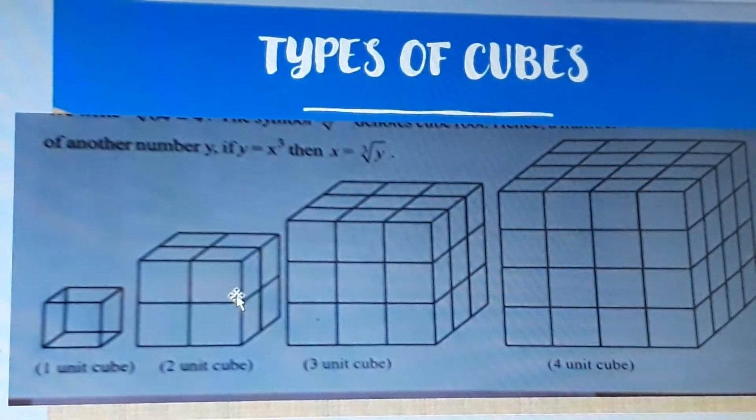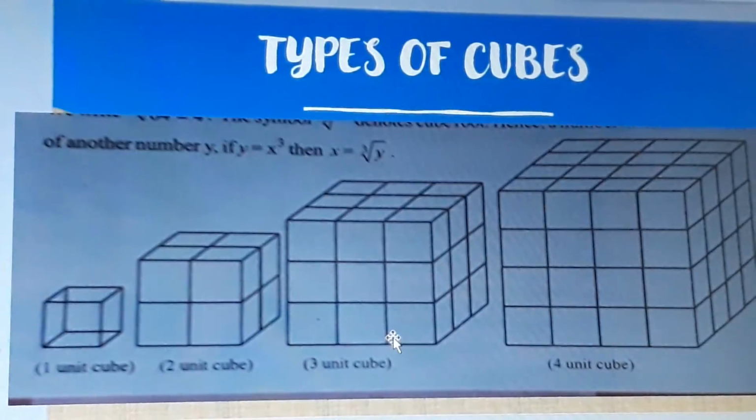You see these four cubes: 1, 2, 3, 4, and backside 4, total 8 cubes. Next, length is 3 units. 3 into 3 into 3 is equal to 27 cubes. This is 9, and next this 9 cubes, and backside 9 cubes, total 27 cubes.